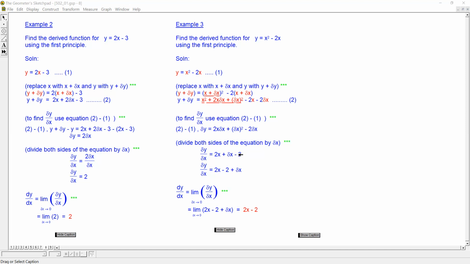Then I arrange this thing in front. 2x minus 2, then plus delta x. Okay or not? So this is the third step. What is the final step?